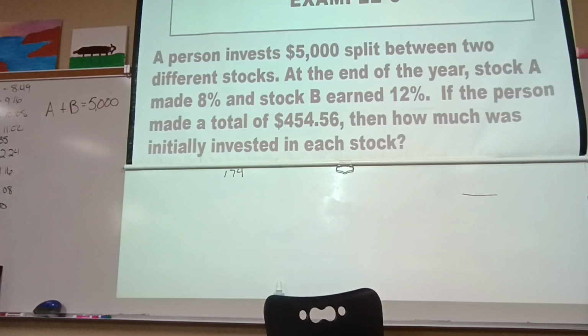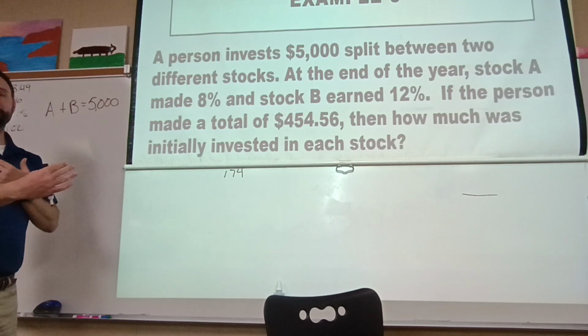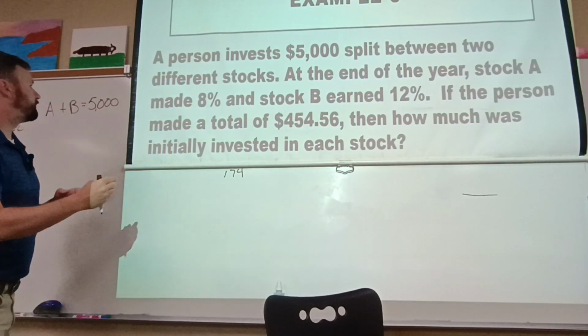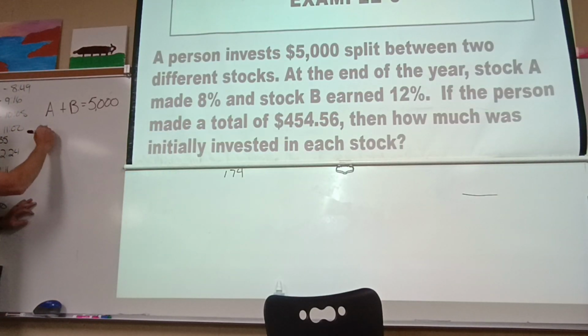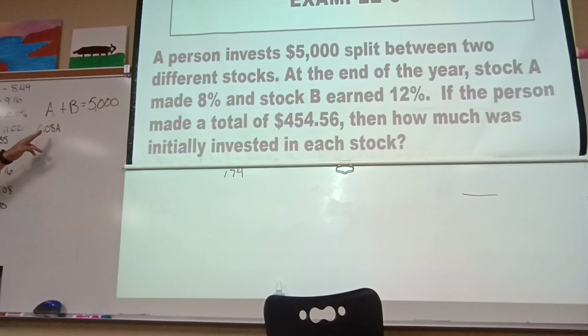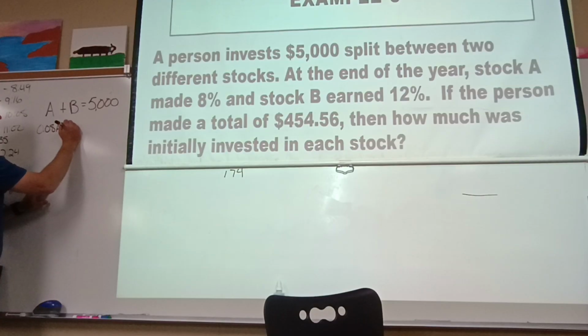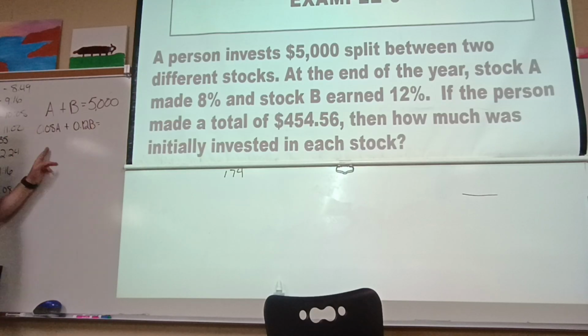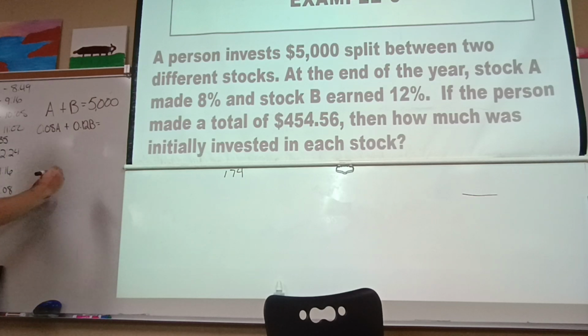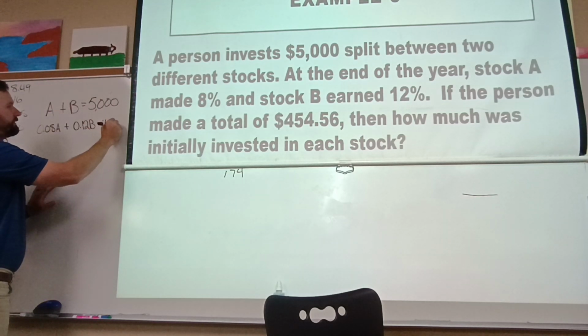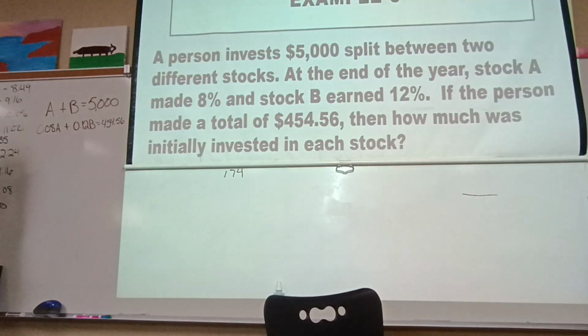Now I'm going to take some sort of rate or percentage. What was my rate for stock A? 8%. That's my slope, so I'm going to treat it like that. I'm going to go 0.08 times A, right? Because that'll give me how much money I made off A. If I made 8%, 8% of A tells me how much money I made off that stock. And I'm going to add to it, I made 12% off B. And again, I need a total of how much money I made off that: 454.56. Okay.